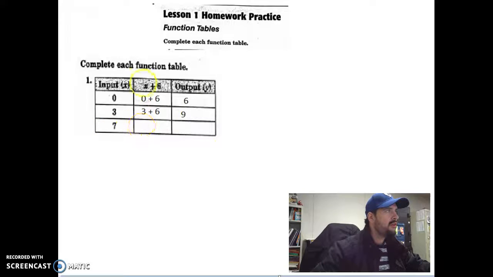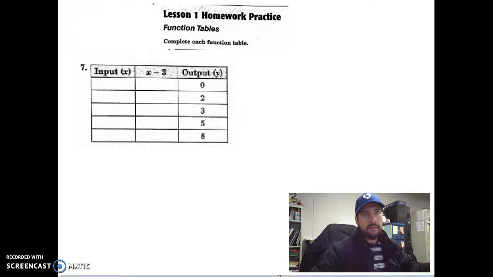Now we're going to do the same thing. Instead of x, we're going to plug in whatever it says our input is for x, which is 7. 7 plus 6, and that equals 13. And that is the answer for question number 1. Pretty easy and straightforward, right?